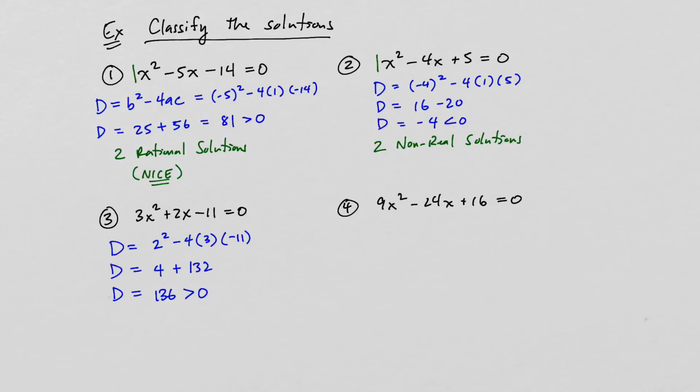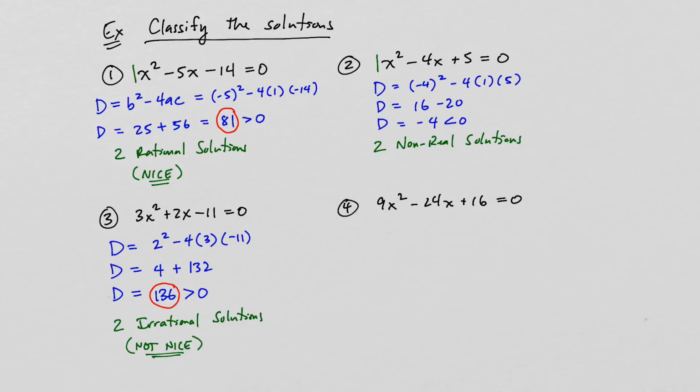But when it's positive, you have to ask yourself the additional question, is it a perfect square or is it not a perfect square? So let's remind ourselves in the first example here, 81 was a positive number, but it's also a perfect square. Well, 136 is positive, but it is not a perfect square. So you will have two real solutions, but this time they will be irrational. Irrational means not nice. It means that you will have a square root in your answer.